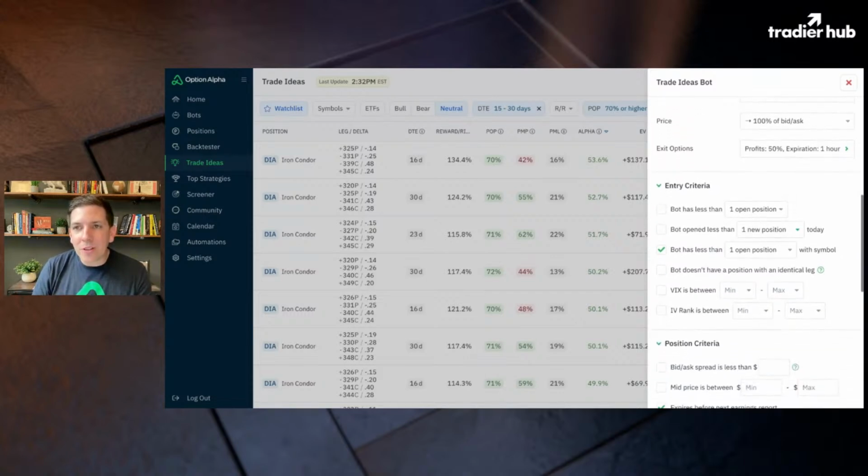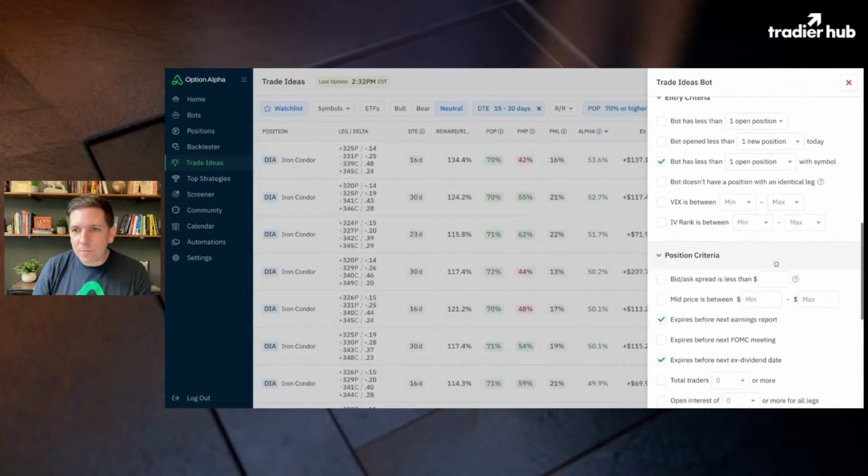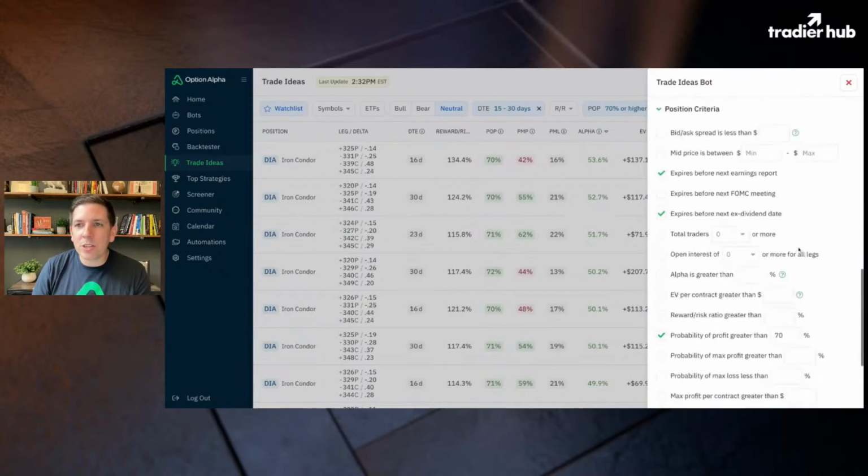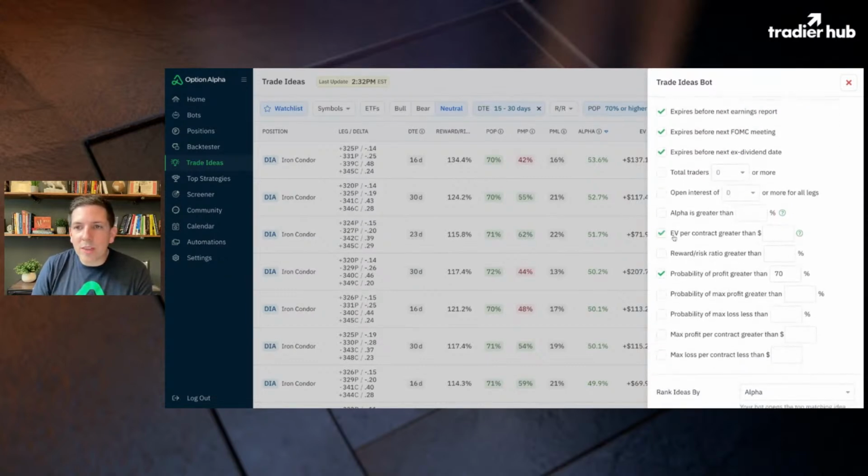And then I go down here and I fill out all of my criteria. In this case, what I want to do is focus on this criteria down here, which is no earnings, no ex-dividends. That's what we said before. If you want to skip Feds, you can skip FOMC meetings too, so we'll throw that in there. We want to make sure the EV per contract is greater than 0. It has to be positive expected value.